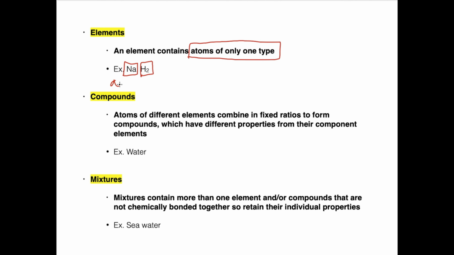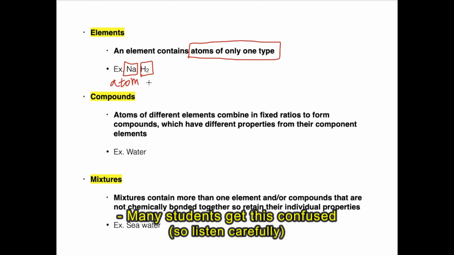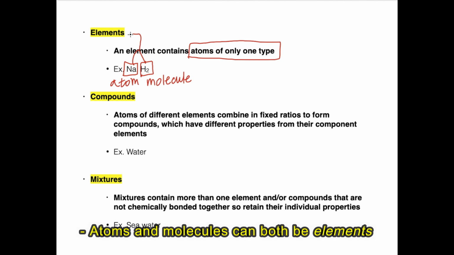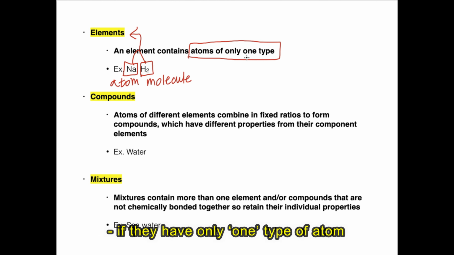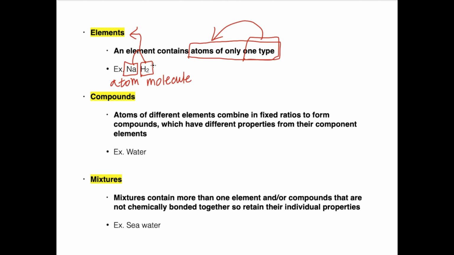This is an atom, and this is a molecule, but they are both elements. Why? Because they contain only one type of atom, right? In this sodium atom, there is only one type of atom, sodium. Also, in this hydrogen molecule, there's only one type of hydrogen atom.